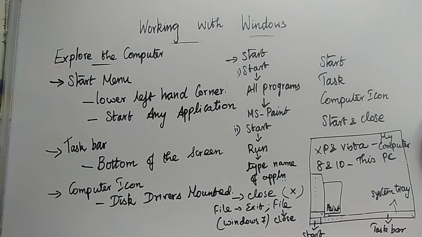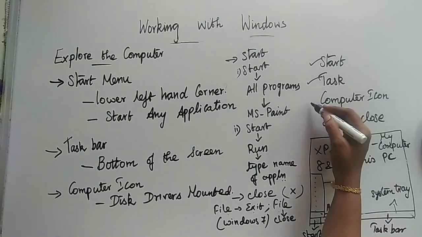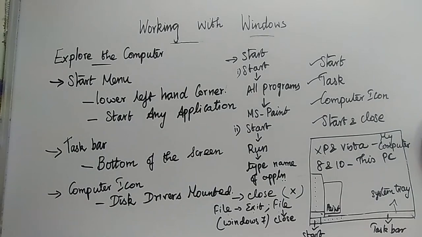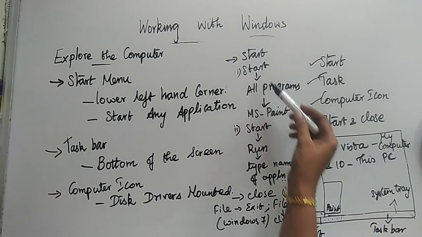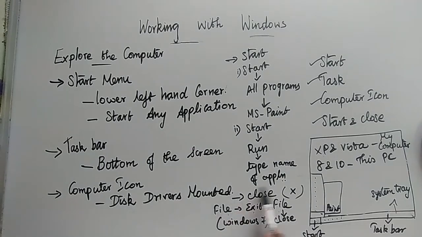So by now, what else have we finished? Explore the computer. First we finished the Start menu, next the taskbar, next the computer icon, and next how to start and close an application. These are the topics we have discussed under Explore the Computer. These are the two steps to start an application, and this is the way to close an application. So, clear with the topics.